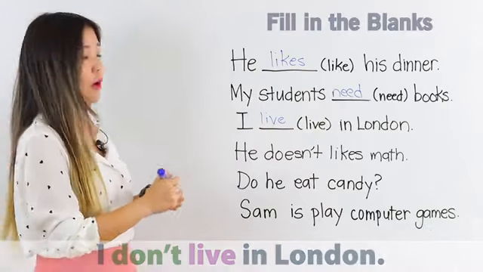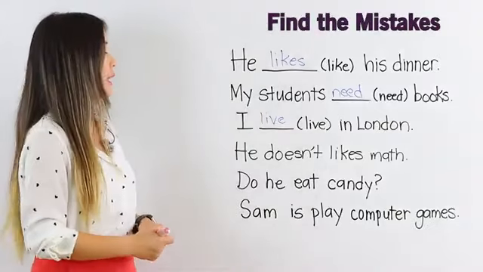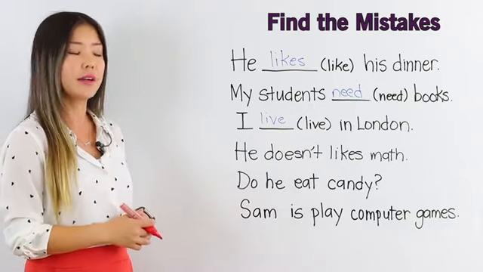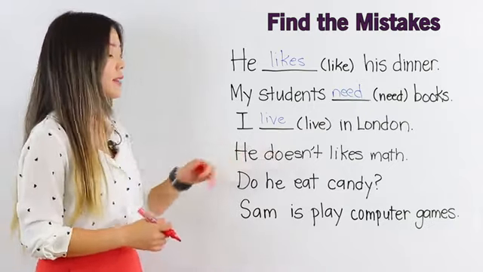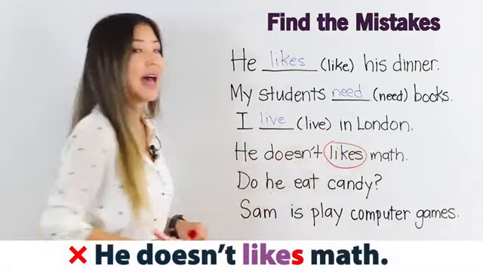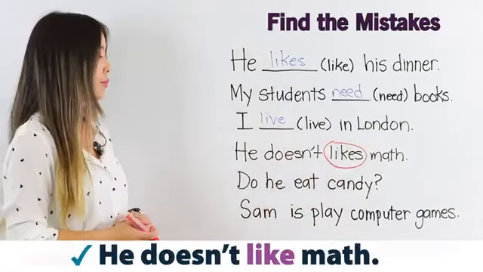For the next part, I would like for you to try to find the mistake in the sentence. He doesn't likes math. What's the error here? Well, this is a negative. He doesn't, that's correct. However, we do not add an S when we have doesn't in front of it.